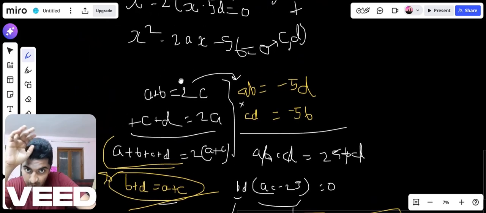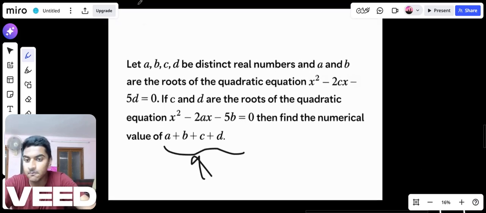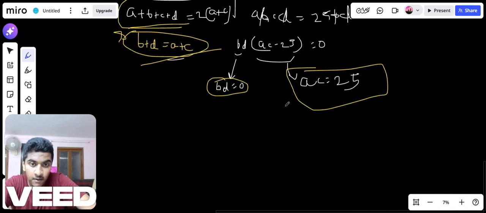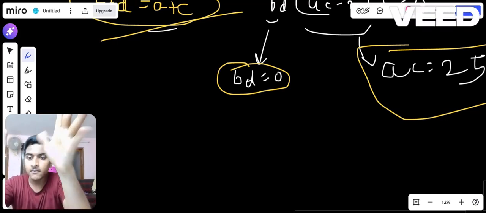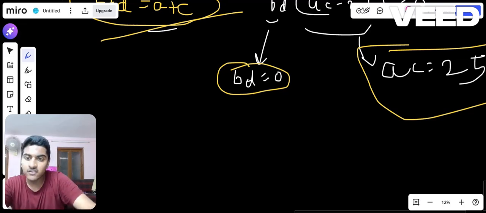Now let's move back to the question and see whether any restrictions have been given or not, whether we can reject the case bd or not. Otherwise, we have to take bd also into consideration, right? So they have given us that a, b, c, d are distinct real numbers. A distinct real number means a, b, c, d, none of them can have the same value. Let's say b and d cannot have the same value, right?